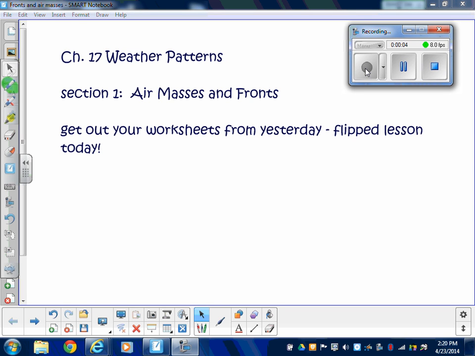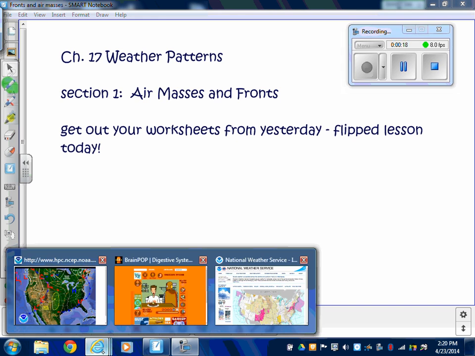So this week we are doing chapter 17, which is weather patterns, and specifically we're doing section 1 on air masses and fronts. So we're going to go over the worksheets from yesterday, but first let's back up a second to the do now for today, which was to look at the weather map for right now.